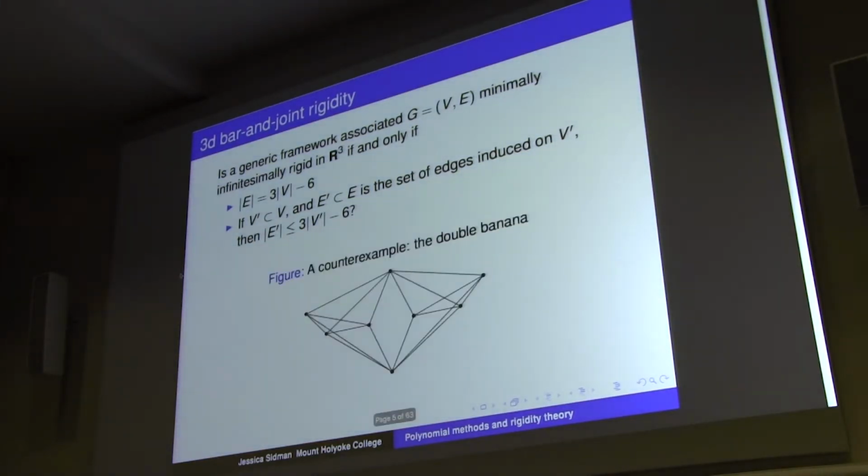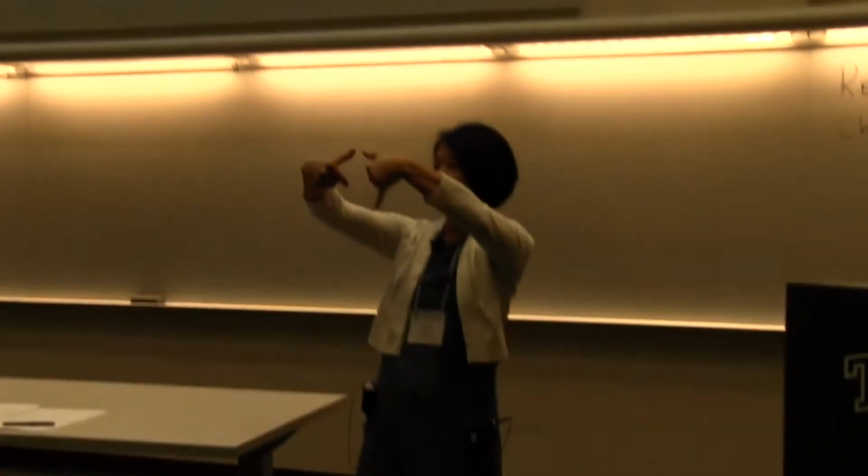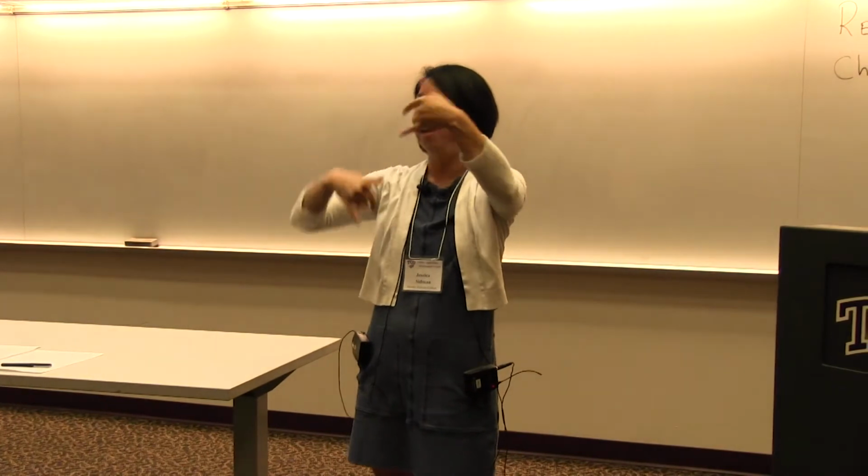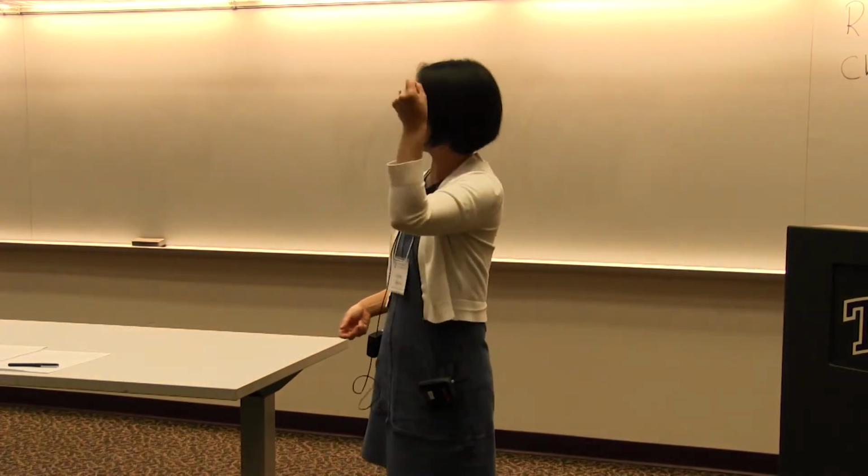And so here's the famous or infamous example showing the failure of these kinds of counting conditions for 3D rigidity. So what is this picture? It's a little funny looking. It's called the double banana. So one banana is 2 tetrahedra glued together on a facet, right? So that's one banana. And then I have another banana just like it, and then I attach them at these vertices. A tetrahedron is rigid.